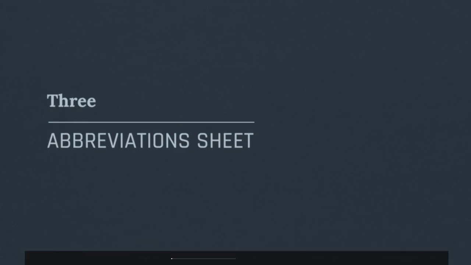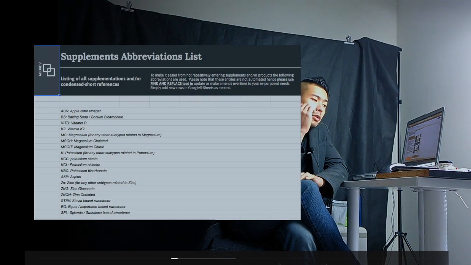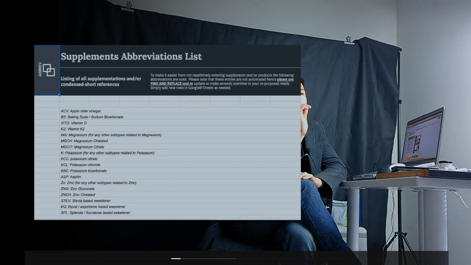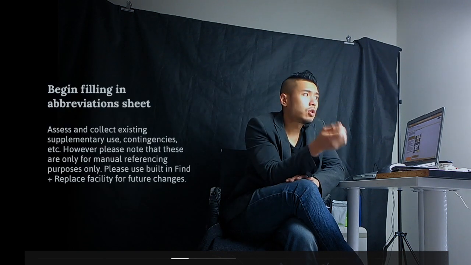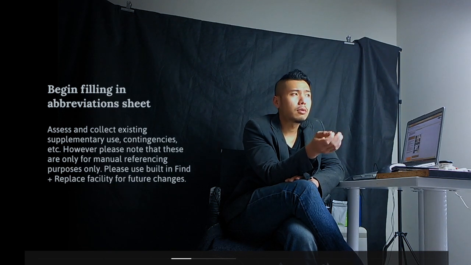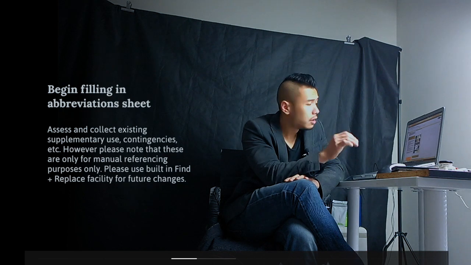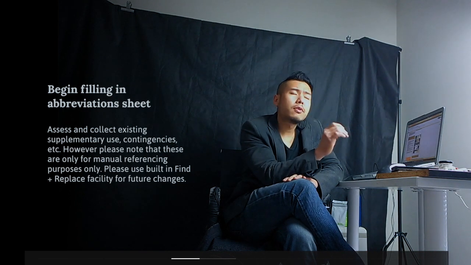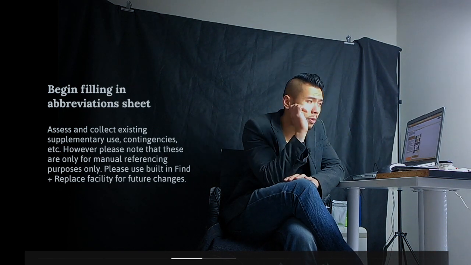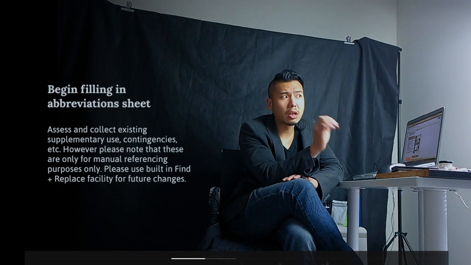Going to the abbreviations tab, we can input various abbreviations of all supplementations and/or micronutrient contingencies that we are taking, so that in the long run it is easier for us to refer to. However, keep in mind that all these abbreviations are not automated or inputted with any functions at this stage.